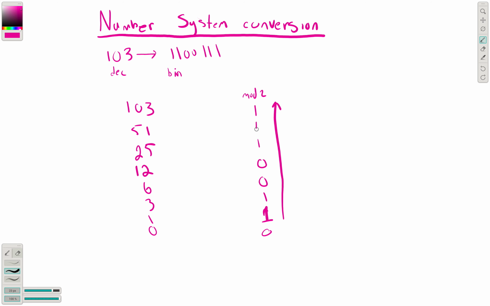Now, let me first say this. About 95% of people who know how to convert from decimal to binary will use this and be happy. And those 95% of people don't give a shit why it works.